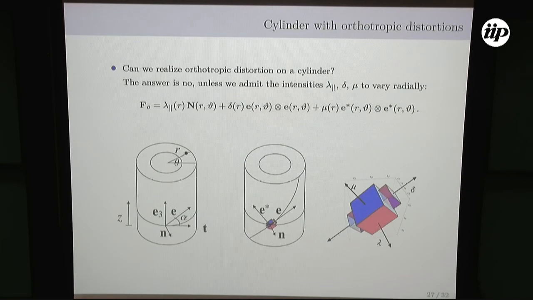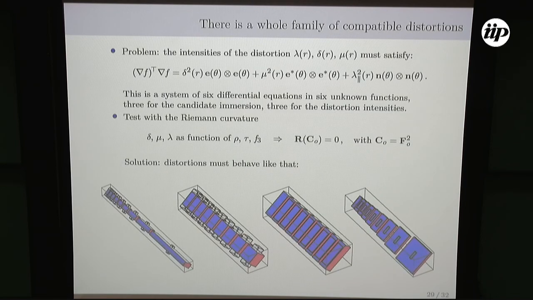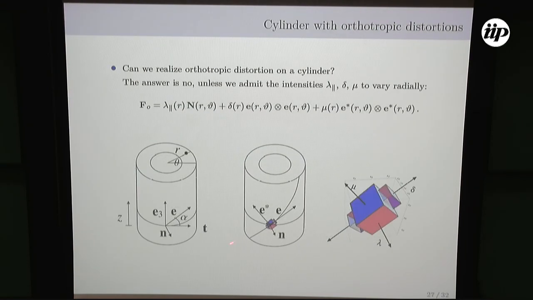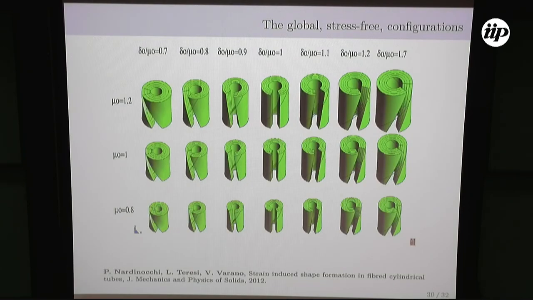I will skip these slides. And what happens if you play with the orthotropic distortion? So you can change the length along three directions. You can change the shape of a cylinder a lot. So all these configurations are stress-free. So you can change the length.